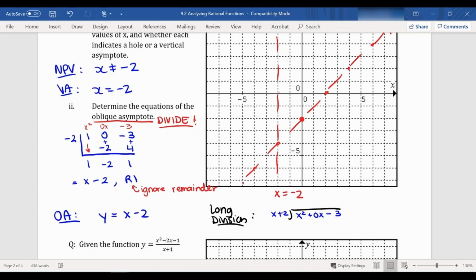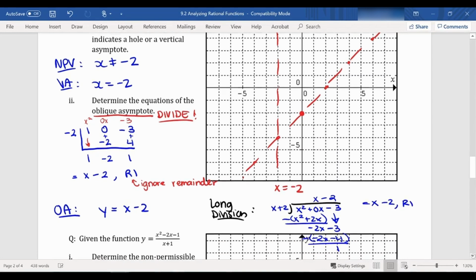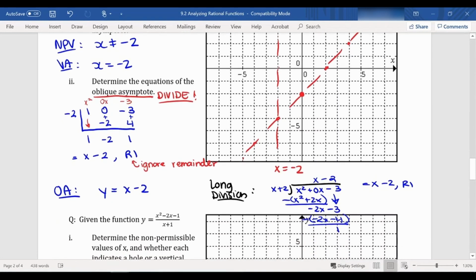You're going to start with an x, get x squared plus 2x. This gives you minus 2x. Bring down the -3. You get minus 2x minus 4. You subtract those, you get 1. So you get x minus 2 with a remainder of 1. You get the same answer. The work is different, but it doesn't matter which method you use.